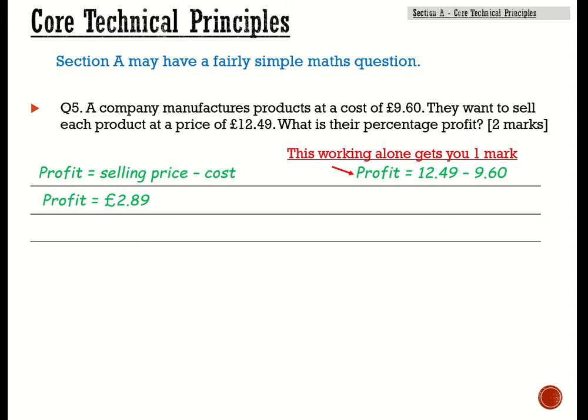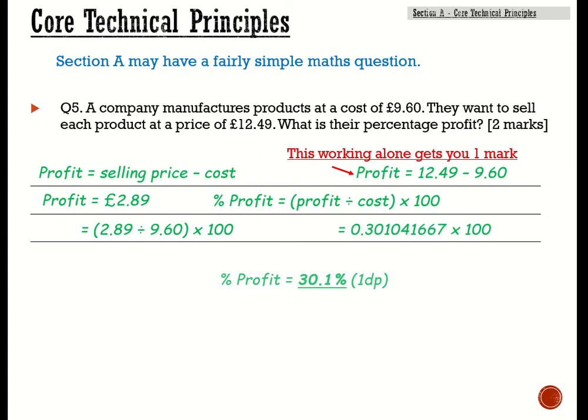But let's look at the question. We need to know the percentage profit. The actual formula for percentage profit is profit divided by cost times 100. So it's the ratio of profit to cost times 100. And if I put the numbers in, I've already calculated profit as 289. The cost was 960 times 100 gives me this number.